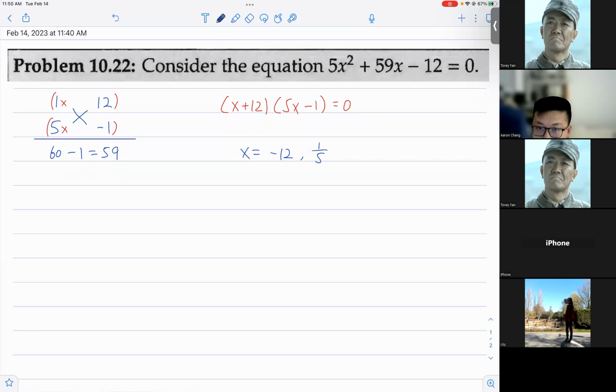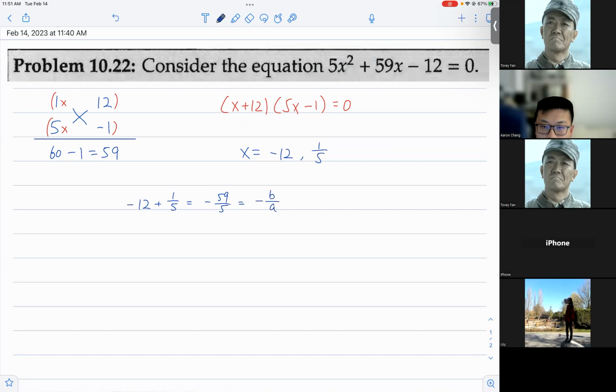Now what if we find the sum of roots and then the product of roots? We can have a look, right? So the sum of roots is negative 12 plus 1 over 5. And that's negative 60 over 5 plus 1 over 5, so negative 59 over 5, right? Notice that negative 59 over 5 is just a ratio between the linear coefficient and the leading coefficient. So in other words, this is negative b over a, sum of roots.